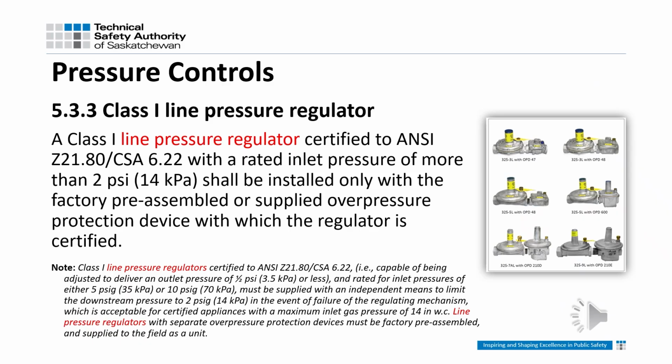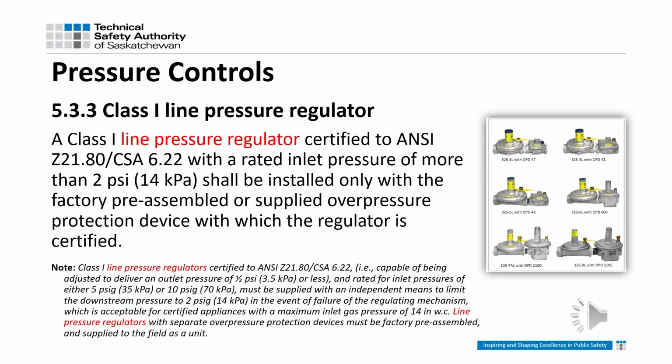5.3.3. Class 1 line pressure regulator. This clause is to ensure that only overpressure protection devices, or OPPDs, supplied as a unit with the regulator certified to CSA 6.22 are installed. This is the intent of Clause 4.14.3 of CSA 6.22-19, which reads, line pressure regulators with separate overpressure protection devices shall be factory pre-assembled and supplied to the field as a unit.